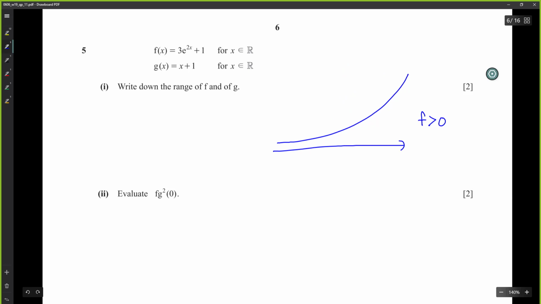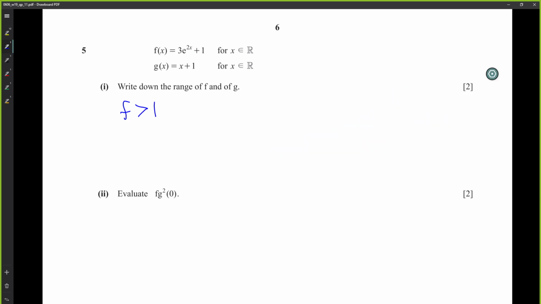So therefore for an e graph, finding the range is quite easy. If you see plus 1, then f must be bigger than 1, because it cannot equal 1. Once f(x) is 1, you will get e^x equals 0, then you will get undefined. So you can kind of copy the constant value at the back there. But if you can understand the graph, it is even better. So for f(x) it is just bigger than 1.